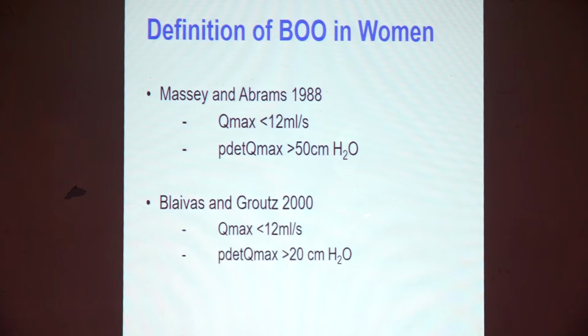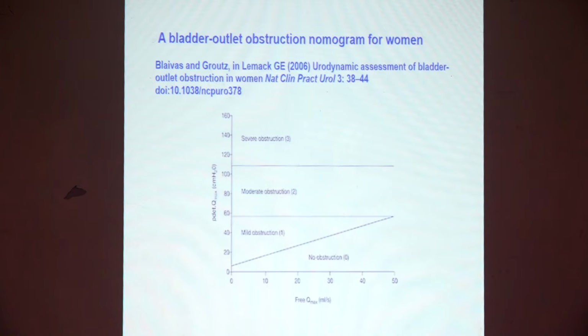Now, Blaivas and Groutz, a bit later, came up with the same flow rate, but they put a lower pressure on it. And they came up with this nomogram, which says you could be severely obstructed. Well, nobody would disagree if the pressure was over 100, and they'd also agree it was certainly obstructed over 80. And then they relate flow to pressure here in order to come up with no obstruction with low pressure, high flow, and here mild obstruction with a lower flow rate and a higher pressure.